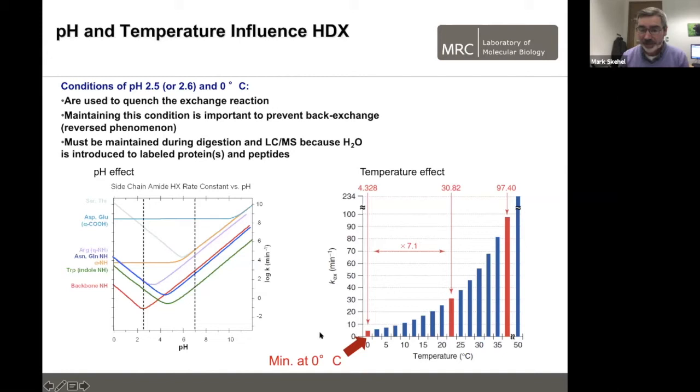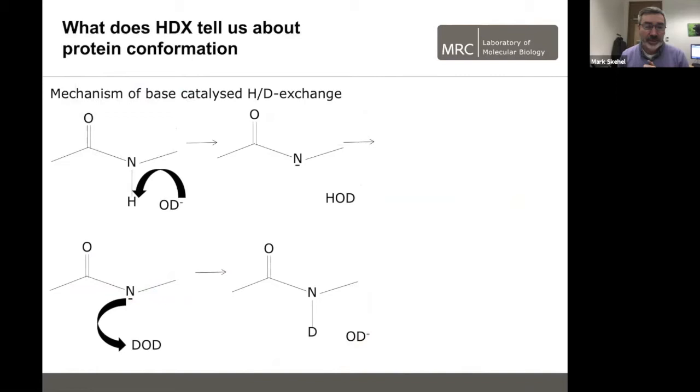So what are we actually looking at? Here's a little bit of the mechanism. Essentially, you're looking at the reaction of that hydrogen with this deuteroxide ion, okay? So this is the kind of mechanism that you have here, replacing that hydrogen with deuterium. But the rate, and that is the rate limiting step of the reaction, okay? That exchange of that hydrogen.